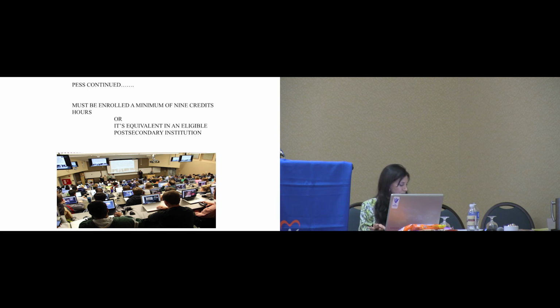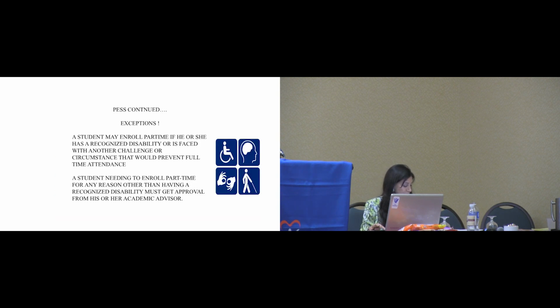PES continued, you must be enrolled a minimum of 9 credit hours, or the equivalent, in an eligible post-secondary institution, and the statute lists what qualifies as those institutions. A student may enroll part-time if he or she has a recognized disability or is faced with another challenge or circumstance that would prevent full-time attendance. So that's going to be a lot of your young adults.